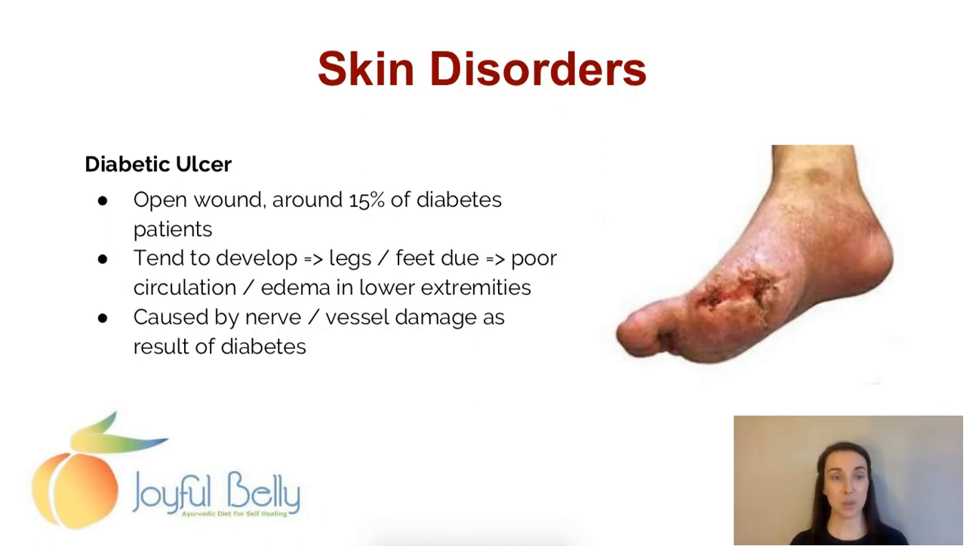So another skin disorder is a diabetic ulcer. So this is an open wound that generally happens in around 15% of diabetes patients. They tend to develop on the legs and feet in particular, and this is due to poor circulation or edema in the lower extremities. It's generally caused by nerve and vessel damage as a result of diabetes.